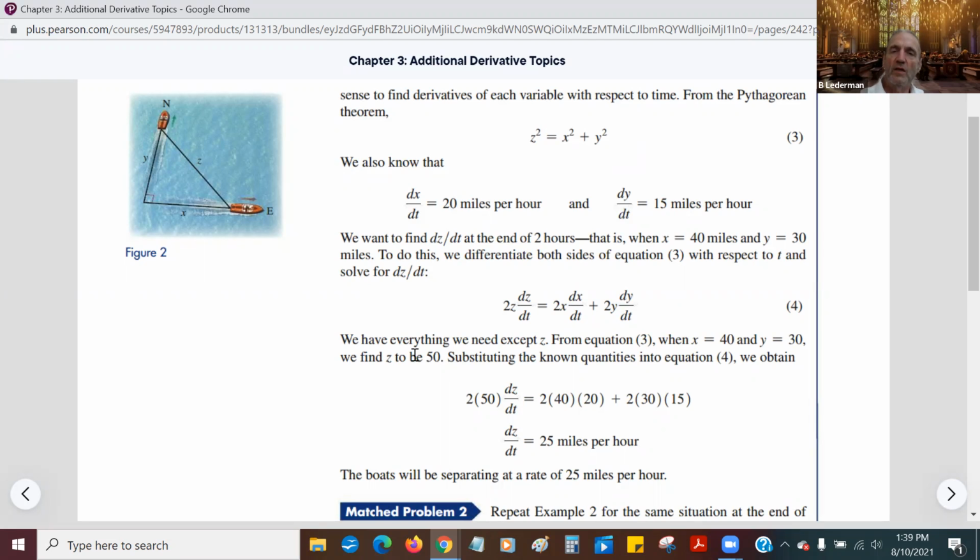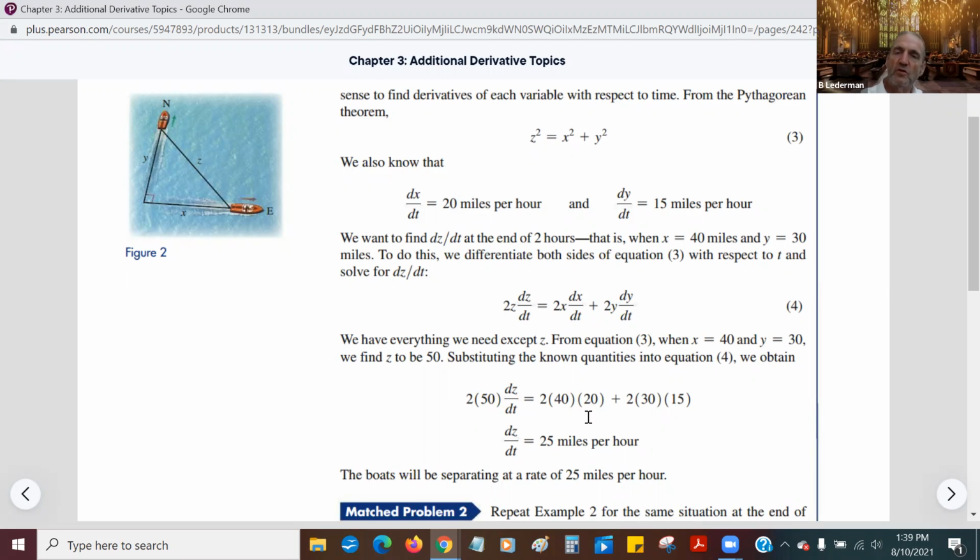Anyway, now we have everything we need except for Z. If X is 40 and Y is 30, we just plug in the Pythagorean theorem, because Z is 50. Now I plug everything into this equation: 2 times 50 times dz/dt. dz/dt is what we want to solve for ultimately.